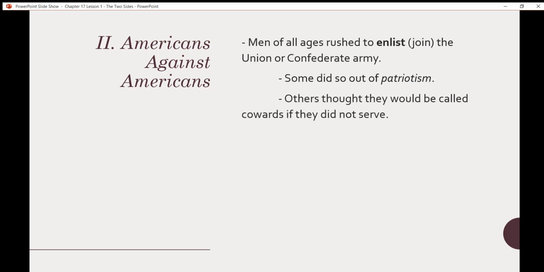Some did so out of patriotism, and others thought that they would be called cowards if they did not serve. And still others simply joined the war because they were looking for excitement. Again, a lot of people thought that the Civil War was just going to be a very quick, very short military outing, a very short war. Nobody could have predicted that it would last 4 years and would be as dangerous and as costly in terms of casualties until the end of it all.